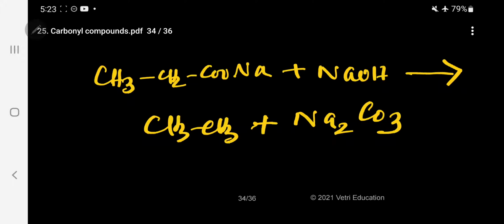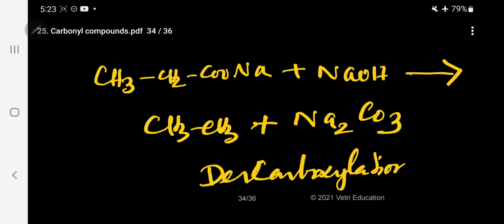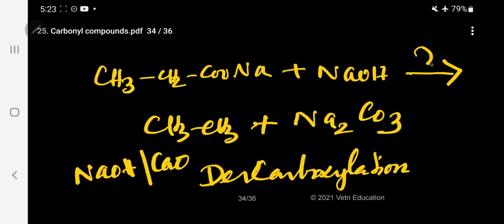It has to come to your mind immediately: from a sodium salt of an acid, if a hydrocarbon is coming, it is called decarboxylation. The name of this reaction is decarboxylation. For decarboxylation, normally we use the reagent soda lime. What is soda lime? It is nothing but sodium hydroxide and calcium oxide. So automatically the question mark is nothing but calcium oxide. So we have identified the answer: calcium oxide. Please follow. This is the answer.